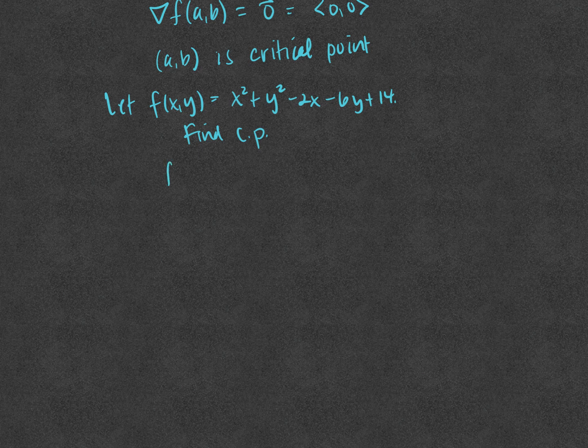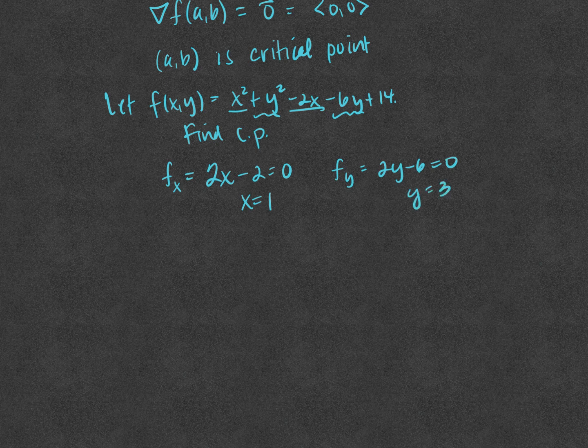We're going to find our partial derivative with respect to x to be 2x minus 2. We set that equal to 0, so x equals 1. And then our partial derivative with respect to y is 2y minus 6. Set that equal to 0, so y equals 3.